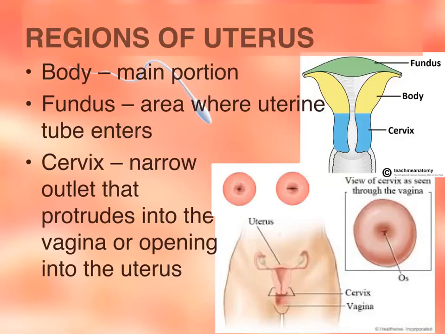Regions of the uterus: the main portion is called the body, in the yellow. Then you have the fundus, which is the top portion in green. And then you have the cervix, which is in blue, which is the opening or the connection between the vagina and the uterus.